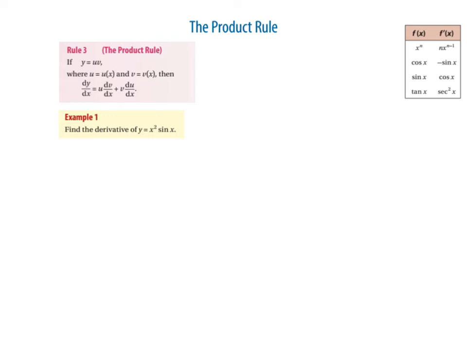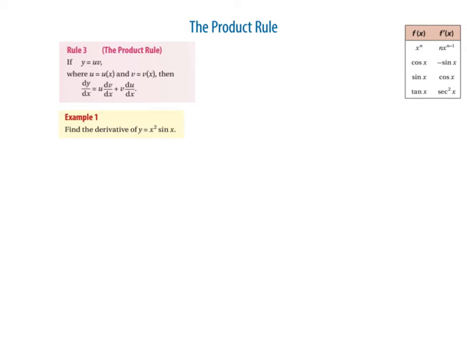Hi guys, in this video we're going to look at something called the product rule with differentiation. I'm going to go through a couple of examples and show you how it works. Okay, so the first thing is the product rule is given by dy/dx is equal to u dv/dx plus v du/dx, and we use it when we have a product.